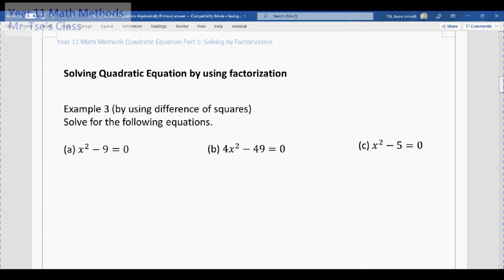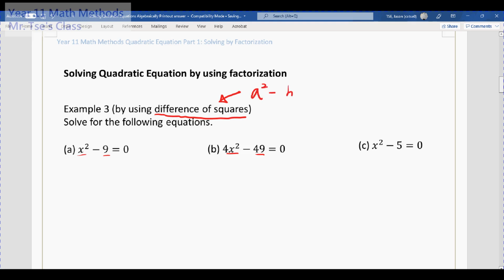Okay, and there are more quadratic equations. Again, there are two terms, but you see x squared minus 9, 4x squared minus 49, they don't have common factors, but we can still use other ways to factorize them. This is what we call difference of squares. If you still remember, we've learned that in year 10.